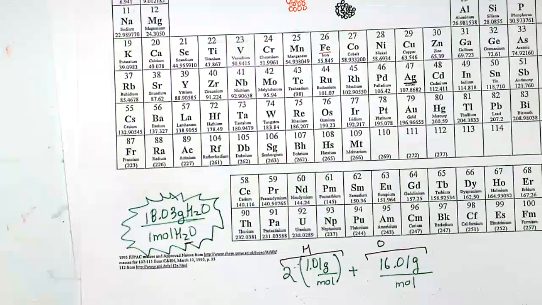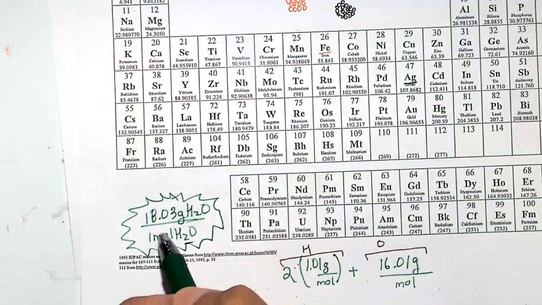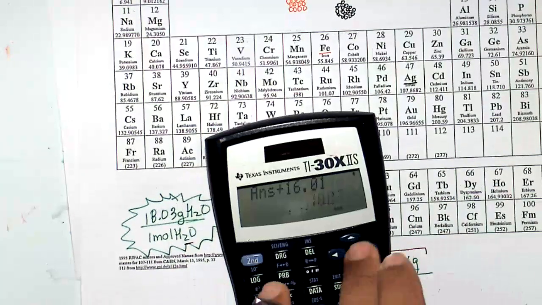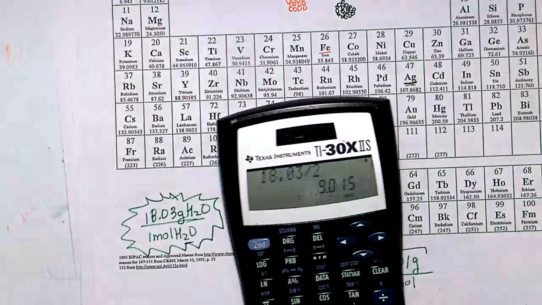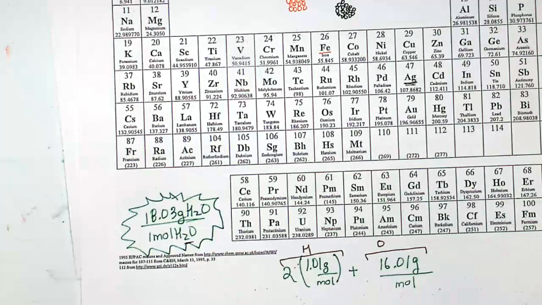1 mole, right? If I gave you 36.06 grams of water, how many moles did I give you? 2. If I gave you 9.02 or 9.015 grams of water, how much water did I give you? Half a mole, 0.5 moles of water. You guys see this? Moles and grams, you have to convert them. Grams to moles, moles to grams.